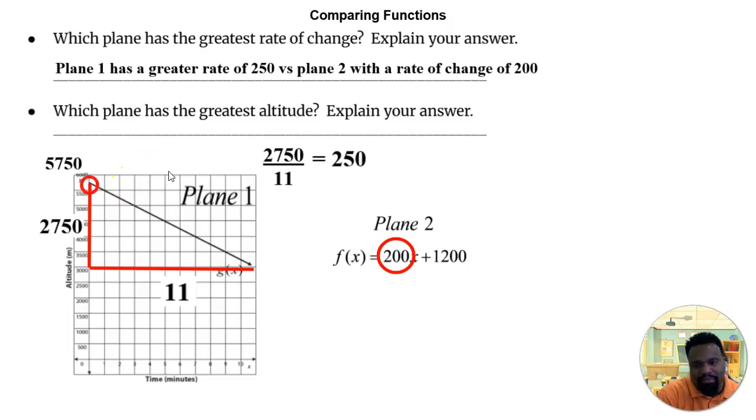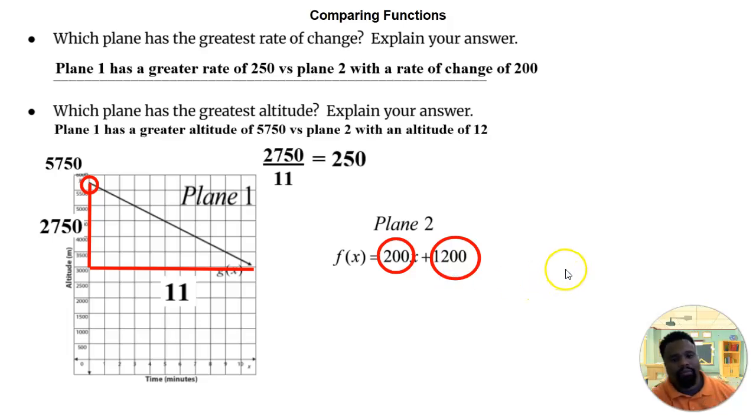All right, and then if you look at plane 2, look at your y-intercept here. It's at 1,200. And so your y-intercept in context of a real-world problem, that's when you start, your initial value, where you start. So in this particular instance, the plane was already at a height of 5,750 meters in the air versus plane 2 is at 1,200 meters in the air. So which plane has the greatest altitude? That will be plane 1.